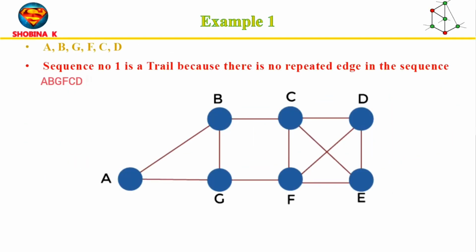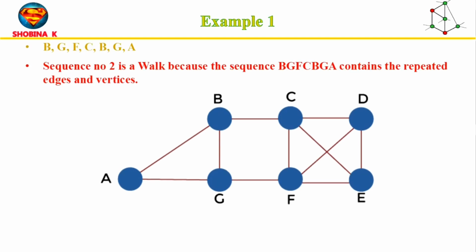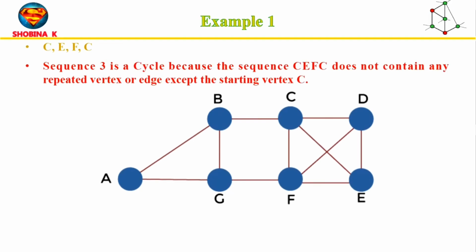To solve this, we first determine sequence number 1. After that, we will proceed to the next. Sequence 1 is a trail because there is no repeated edge in the sequence A, B, G, F, C, D. Sequence 2 is a walk because the sequence B, G, F, C, B, G, A contains repeated edges and vertices. And sequence 3 is a cycle because the sequence C, E, F, C does not contain any repeated vertex or edge except the starting vertex C.